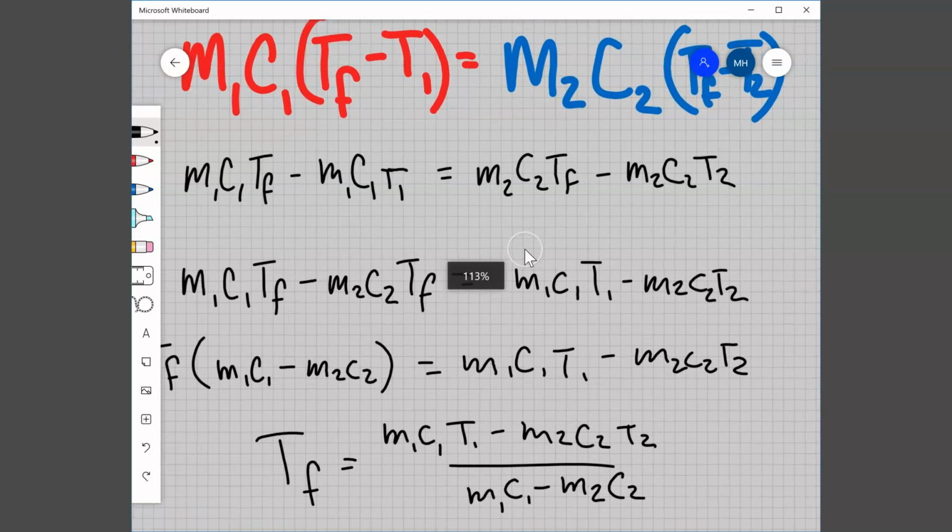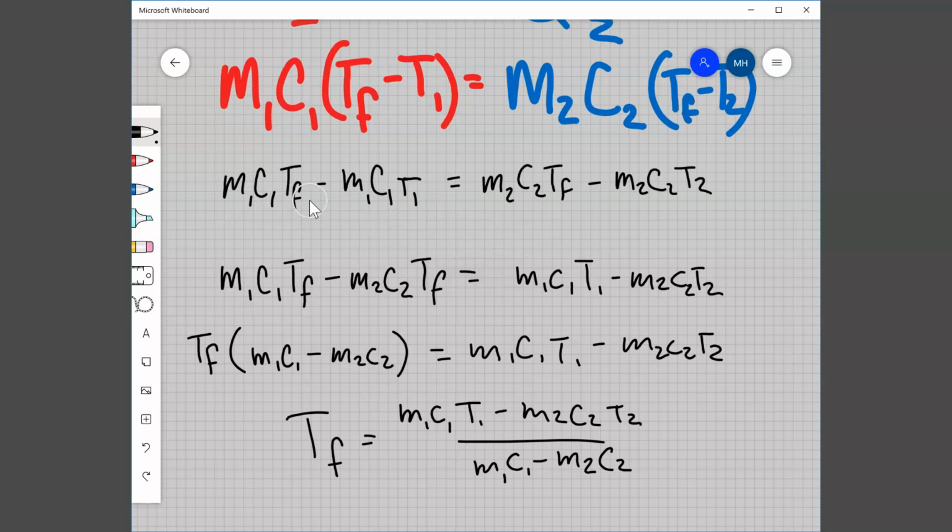The key to this is getting your formula to this state, and then you can solve for any of these factors, like the initial temperature of one of them, the final temperature of one of them, or the specific heat of one of them. So that's some things you can do once you get it to this point here.